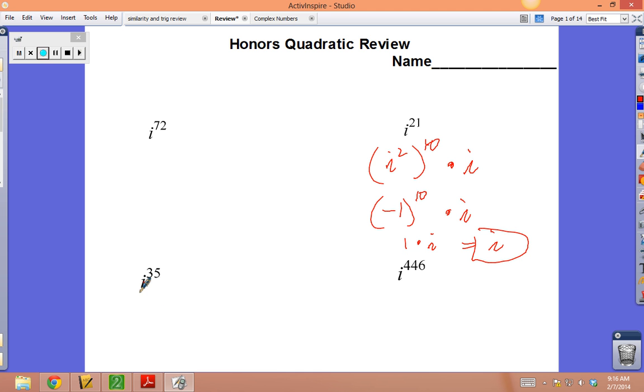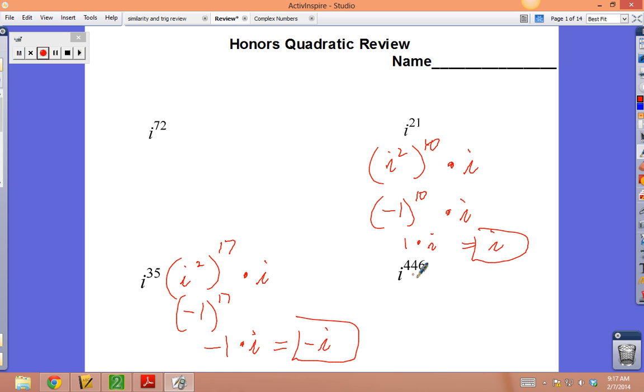If you got 35 imaginaries, how many squares are in 35? There's going to be 17, but 17 squares is only 34. So there's a 35, so I've got to account for that extra i, and I'm going to replace i squared with a negative 1. So if I've got a negative 1 seventeen times, I really have a negative 1, and a negative 1 times i is just going to give you a negative i.